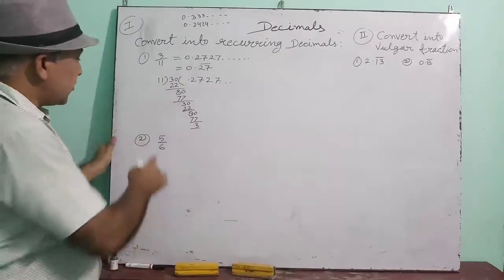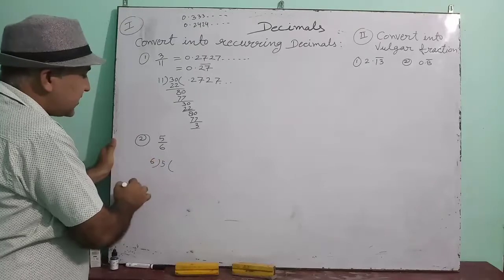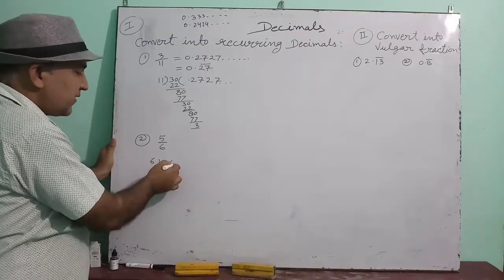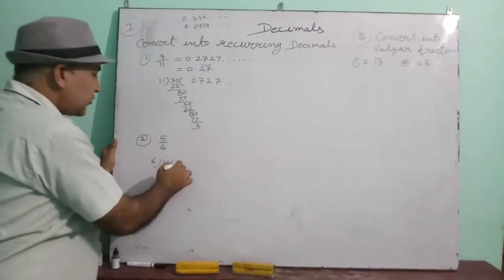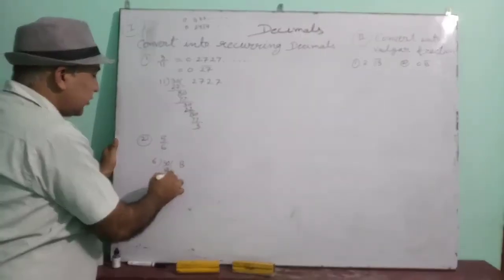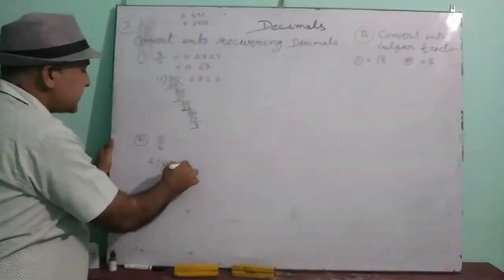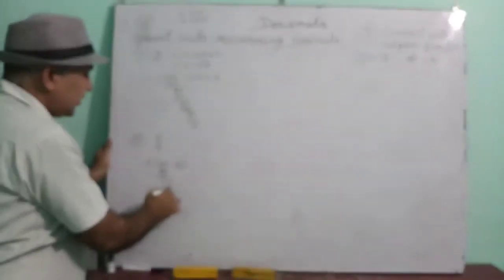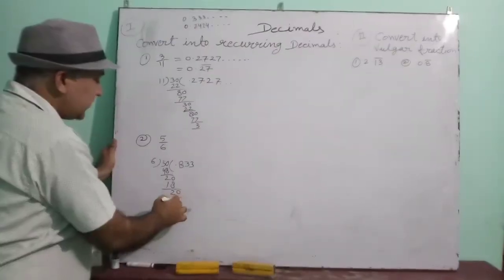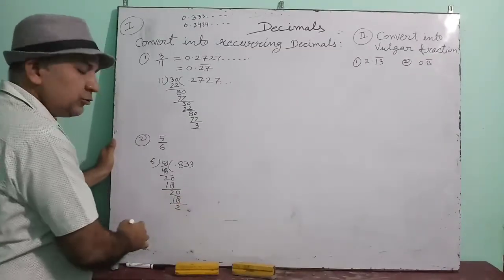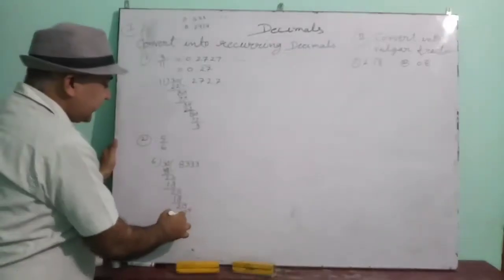Okay? See this also, 5 upon 6. Again we will do the same. 5 will be divided by 6. 5 is smaller, so we will put the decimal. As we put the decimal here, 0 will be added. Now 6 into 8 is 48. 2 is the remainder. Again 1 0 will be added. 6 into 3 is 18. Again 2 is the remainder. If you add 0, again 6 into 3 is 18. Again 2 remainder, again 6 into 3, 18.